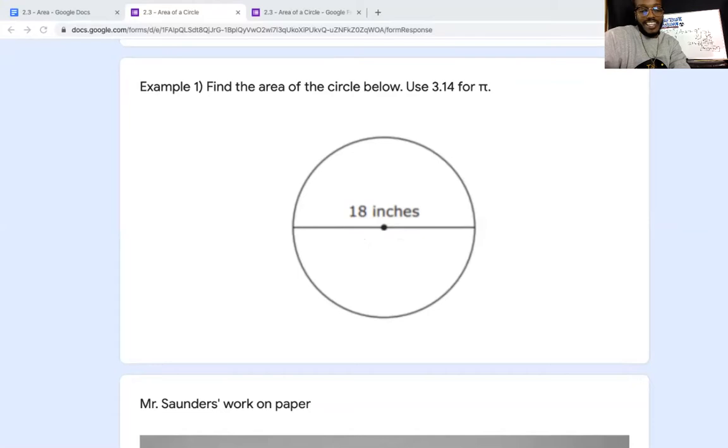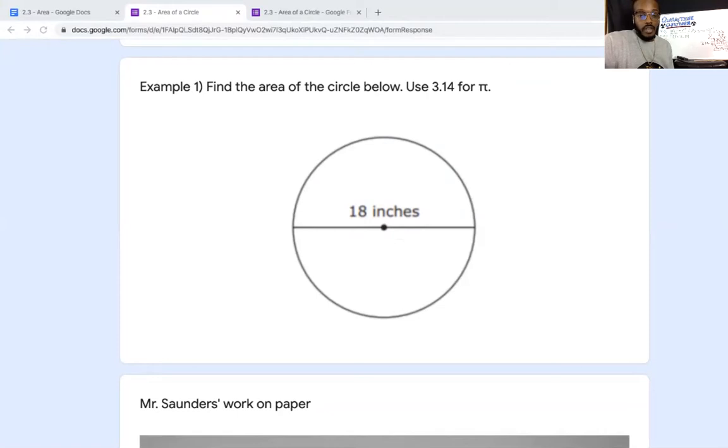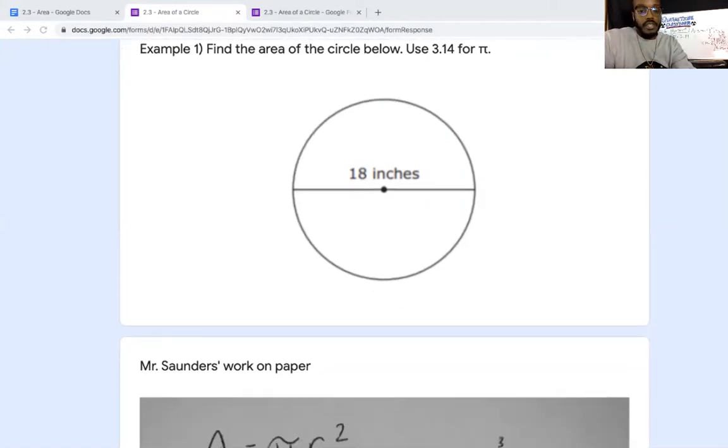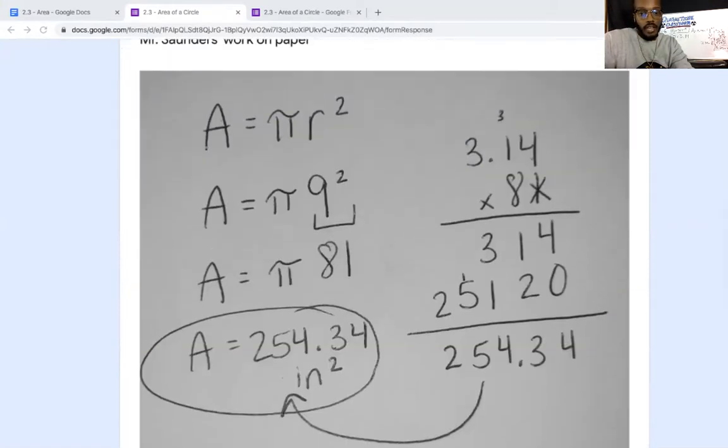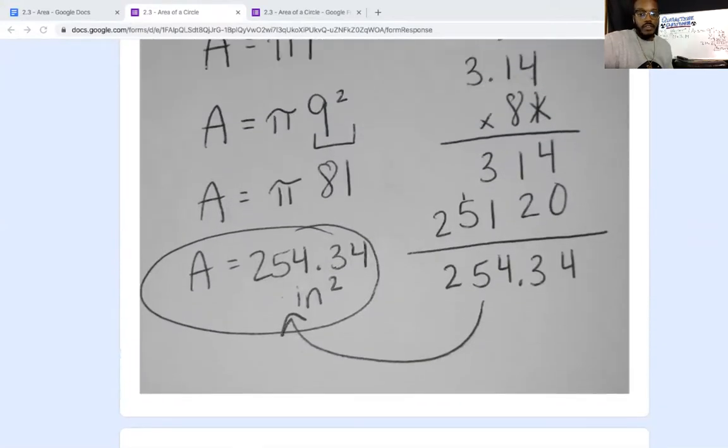I'm gonna do 9 times 9, that's 81, great. And then we're gonna do 3.14 times 81, which gives me 254.34. Make sure that every time we talk about area, we are talking about units squared. So whatever that is, we will put units squared. Here it's inches. So when we put the work in there, like you see it right here, it's going to be 254.34 inches squared.